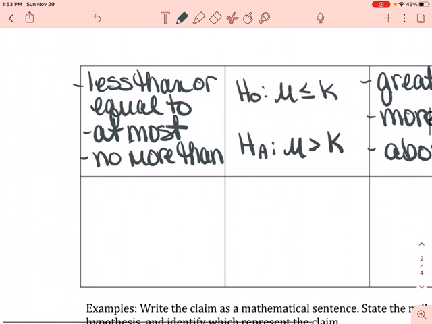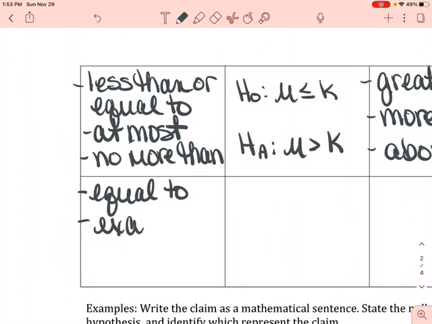So you might also find equal to. You might say exactly. You might see the same as.